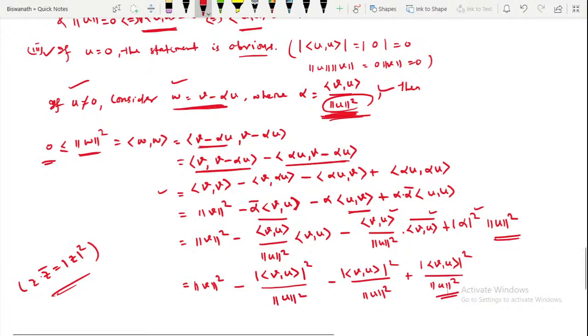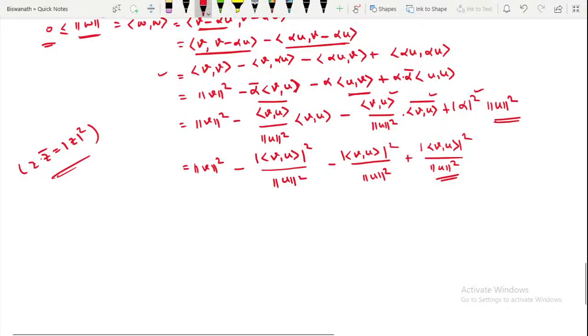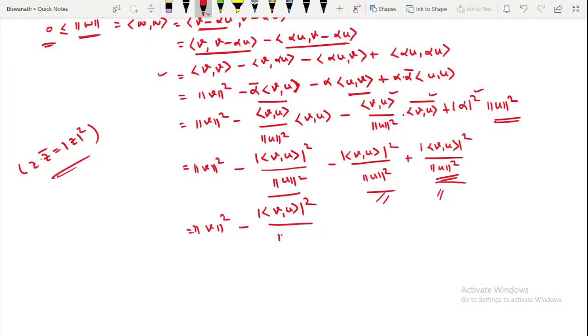Only this thing will be left. Okay, I am omitting one step here. So what I will write here is norm v square, and these two terms can cancel out, so I will write only this: norm v square minus the modulus square of the inner product of v comma u divided by norm u square. This is your norm w square, and this thing is positive, that means it is greater than or equal to 0.